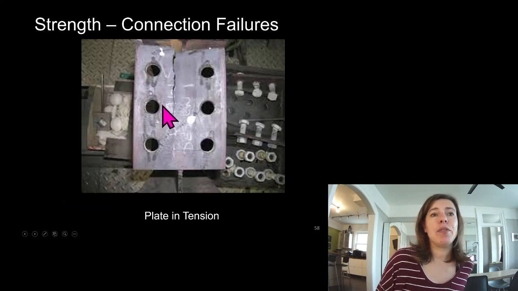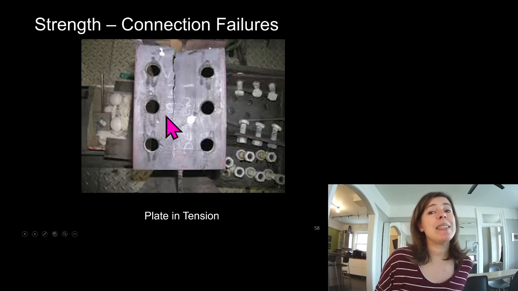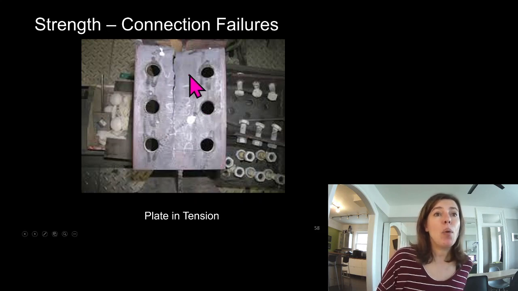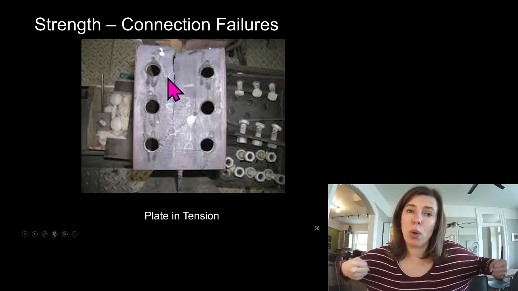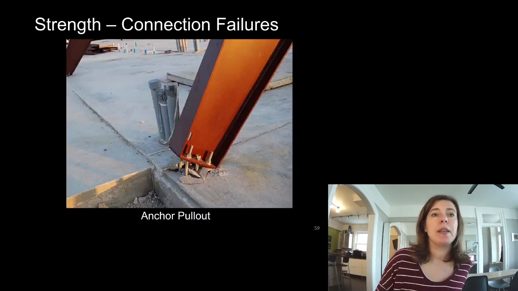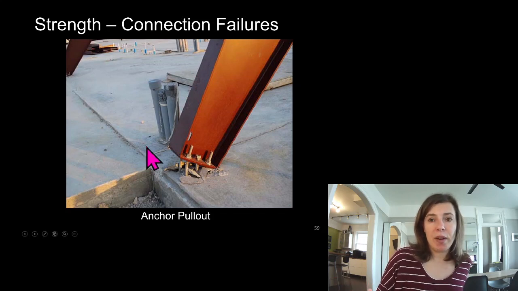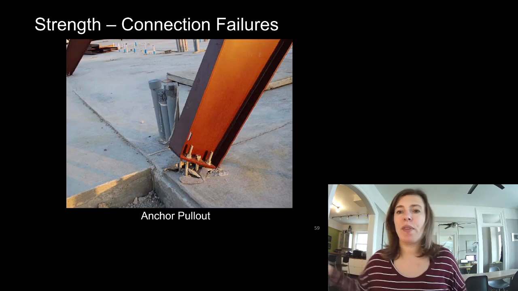Here is a connection failure for plate and tension. This is not that common, maybe part of a bracing or maybe even part of a testing system, but you can see they've actually managed to pull that apart. Here is a moment failure that's turned into a tension failure.